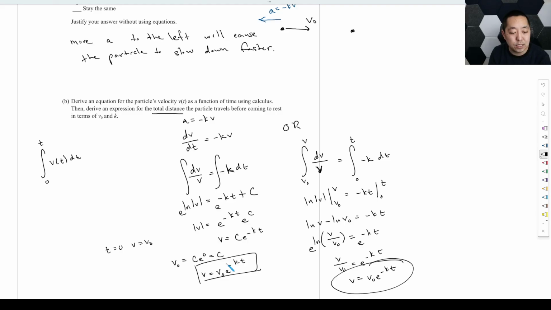Now, when does this go to 0? Infinite time, right? Because the exponential will always be positive. Only as t goes to infinity would you do that. So you would do the integral from 0 to infinity of v0 e to the negative kt, right? For this. And so we want to do the integral. That's going to be negative v0 over k e to the negative kt. You can do a u substitution if you're not sure how to do that. You're going to go from 0 to infinity.